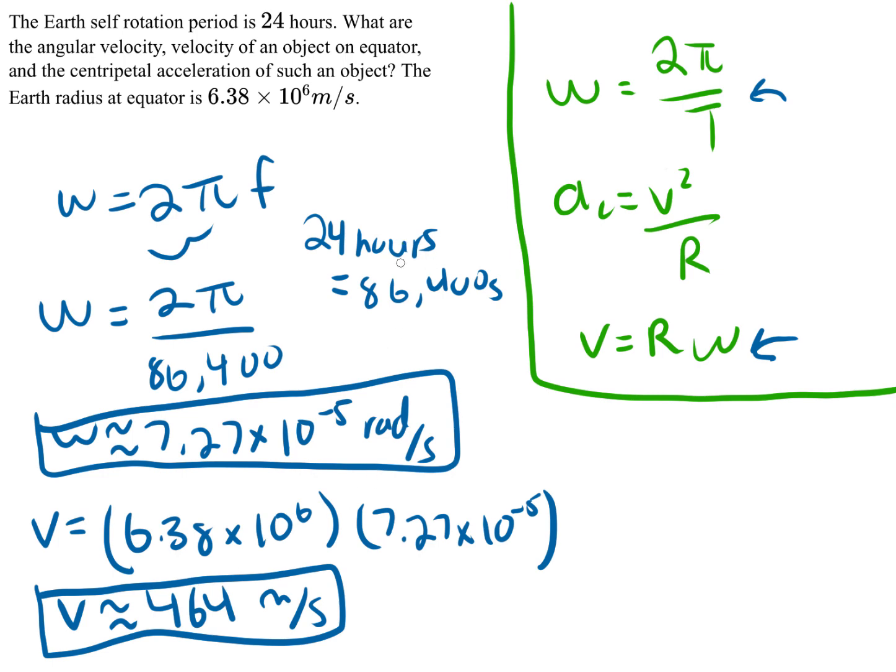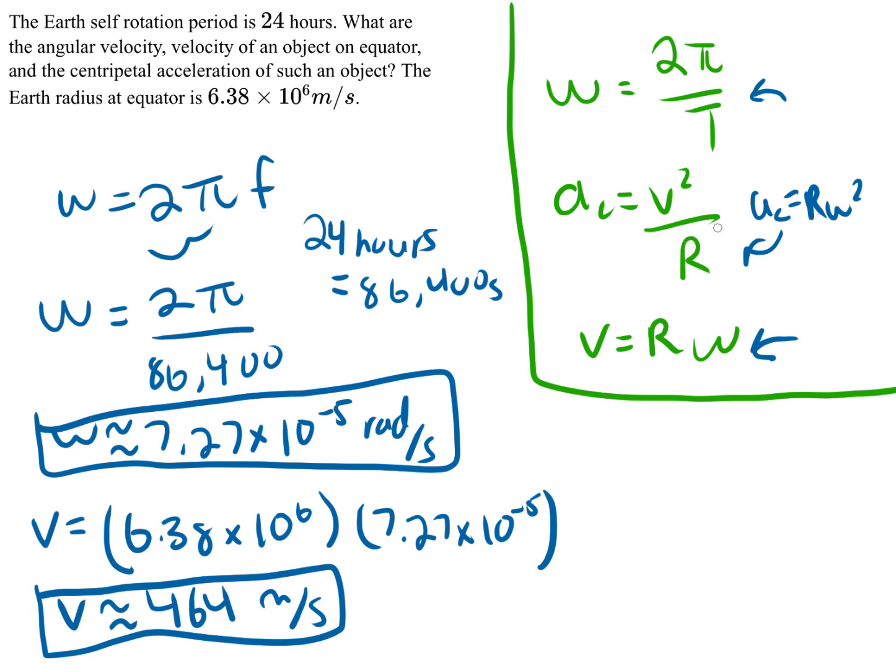Now the final part, we need to find the centripetal acceleration. The centripetal acceleration can be represented as the radius times the angular velocity squared. But if we convert it, we can also switch it to this form, where the centripetal acceleration is equal to the square of the velocity over the radius. This is done by solving this equation for the angular velocity, so that the angular velocity is equal to the velocity divided by the radius. And if you plug that back into here, that should give you this equation.